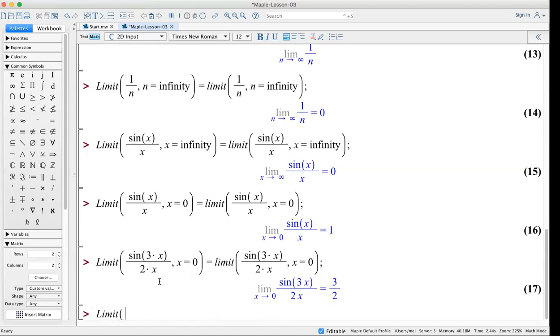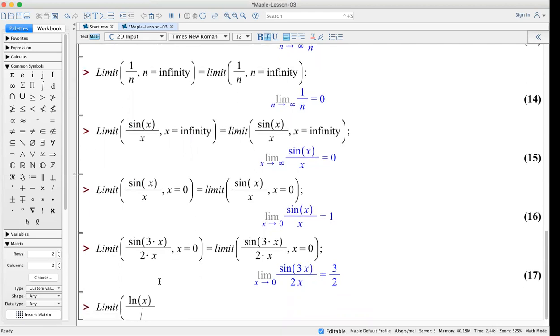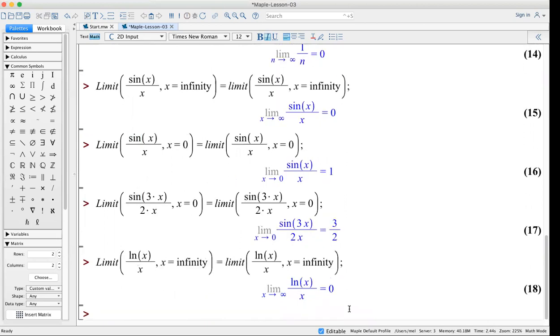Suppose you have the limit of log of x over x as x goes to infinity. What is that limit? That limit is 0.